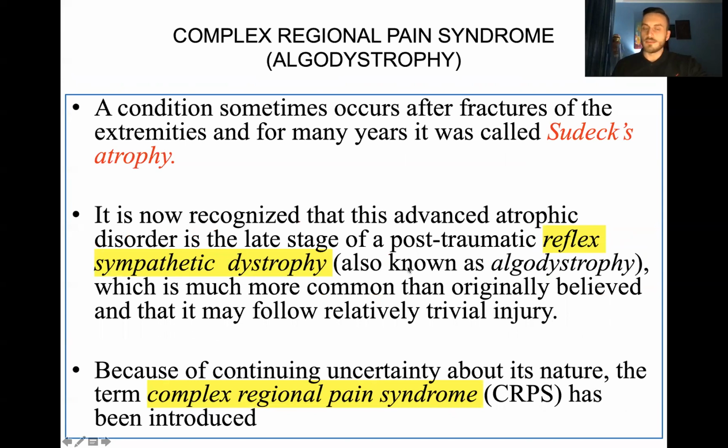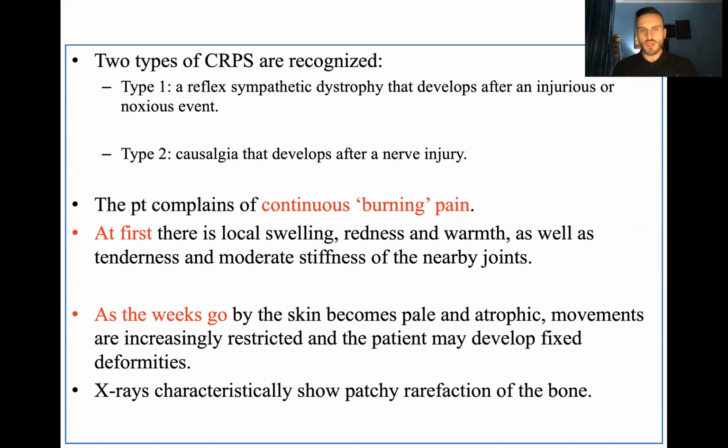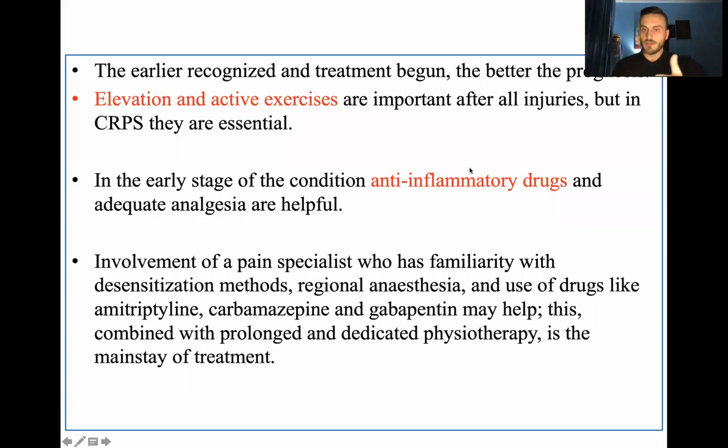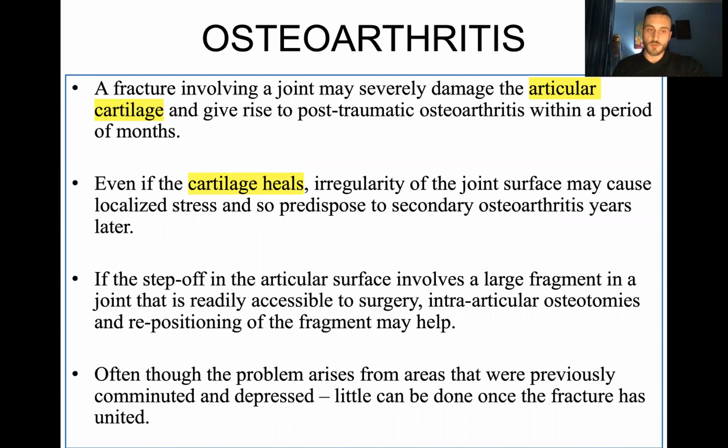Complex regional pain syndrome, it's very important. It was called Sudeck atrophy, then reflex sympathetic dystrophy, then complex regional pain syndrome. We have many types, either from trauma or trauma to the nerve. As you can see in the picture on the right side, it's red, swollen, unable to move, and in the X-ray you can see this periarticular osteopenia. So these patients, usually we give them anti-inflammatory drugs, physiotherapy, and exercise. This is the most important.